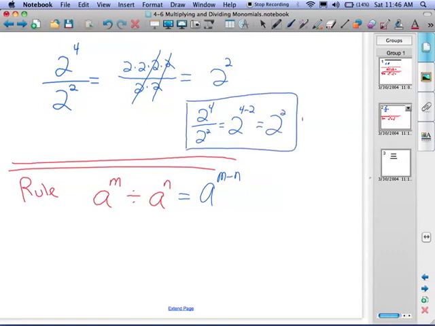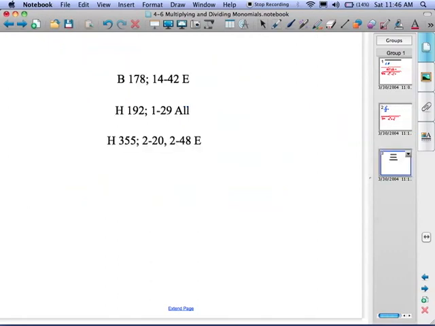This right here is what your work should look like. Your homework today is going to be page 178, 14 to 42, the evens.